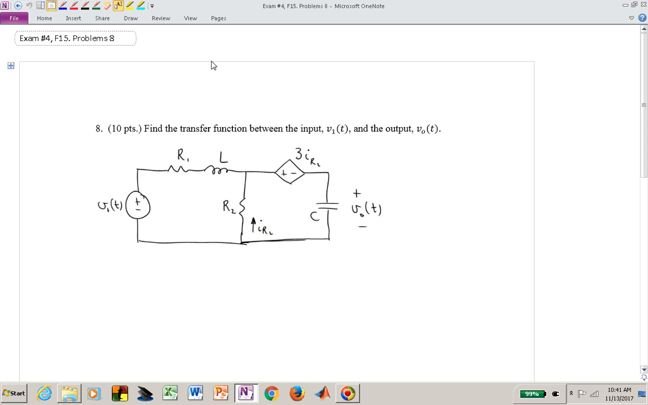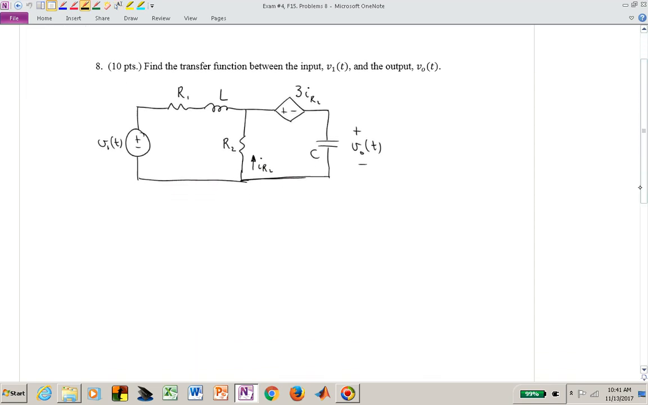Welcome back to ECE 320A. We're reviewing for exam number 4 in this video, and in particular, we're working problem 8 from the fall of 2015 exam, and this is a problem dealing with finding a transfer function, and the transfer function is between this source voltage, V sub 1, and the output across that capacitor V sub 0.